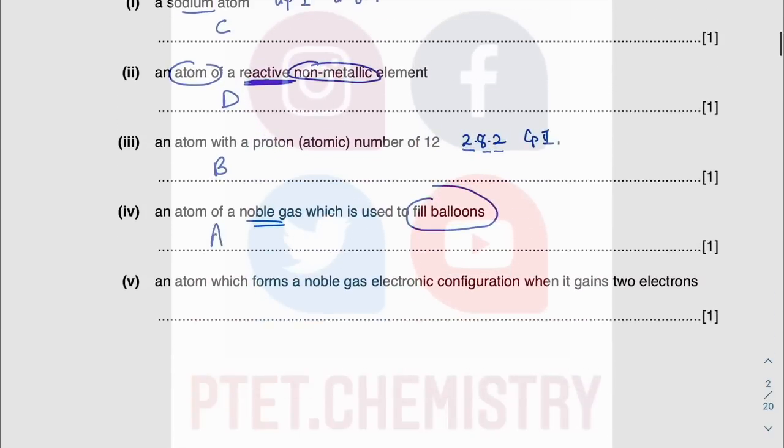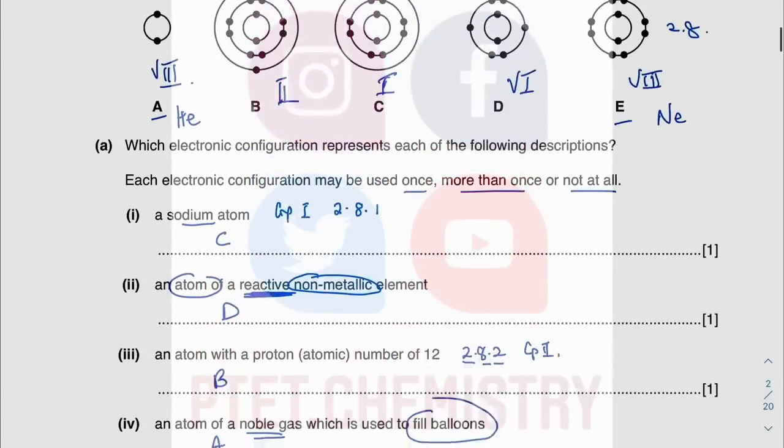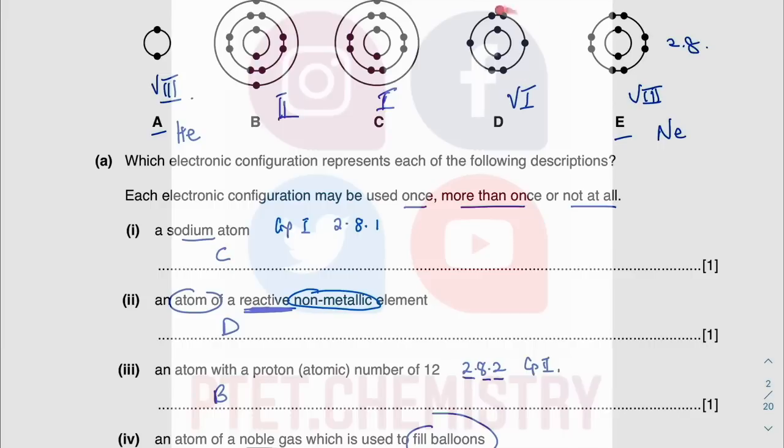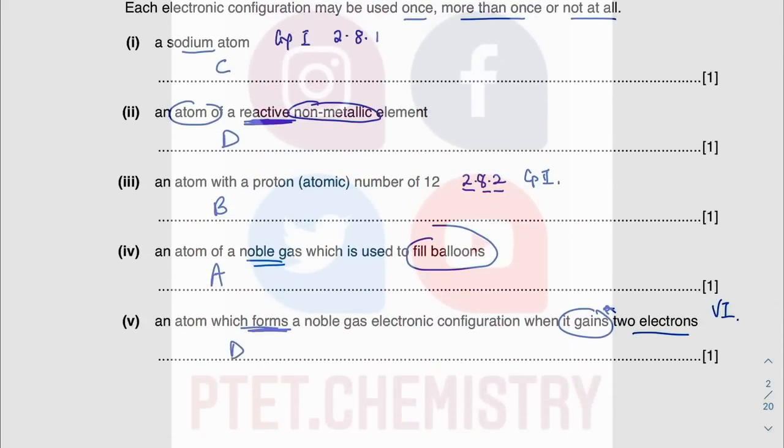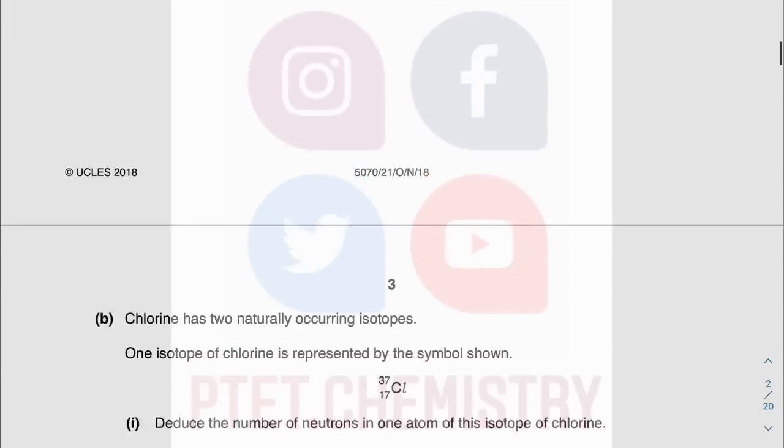Okay, so it's A. Next, an atom which forms a noble gas configuration when it gains 2 electrons. So they are not necessarily looking for a noble gas, they're looking for an atom that, when it gains 2 electrons, will have noble gas configuration. So you're looking at a group 6 because a group 6 element is only 2 electrons short of the noble gas configuration. So we are looking really at D. It is 2 electrons short of the 8 electrons in the outer shell of a noble gas configuration, yeah? So that's D there. Okay. Next bit.